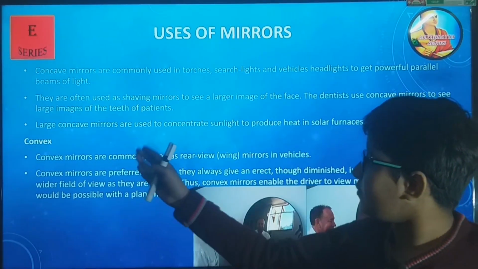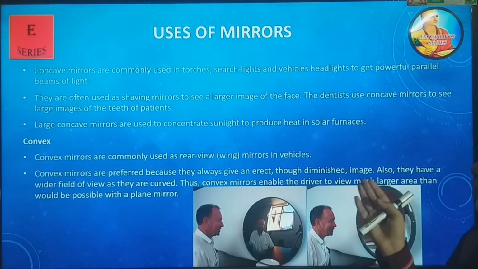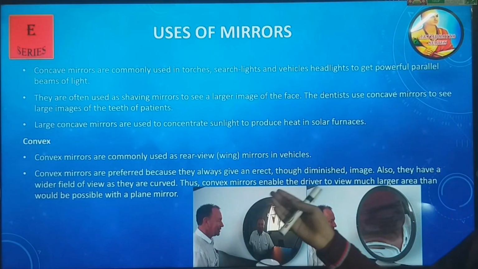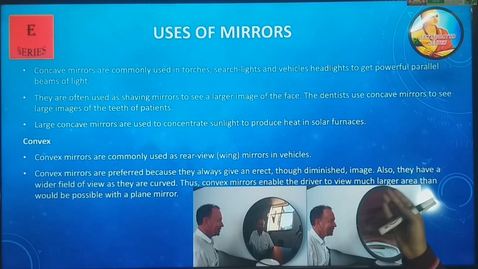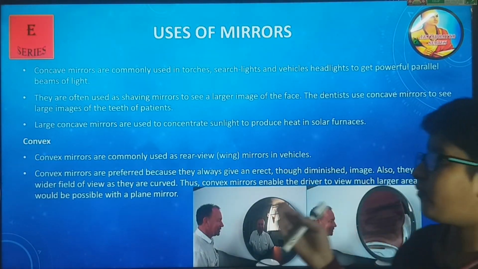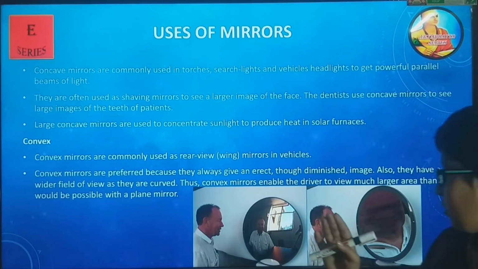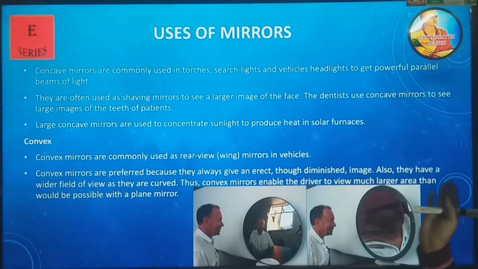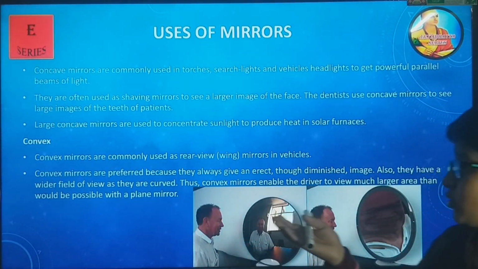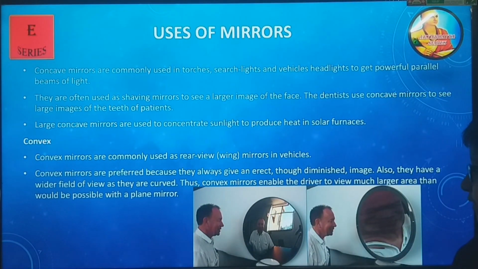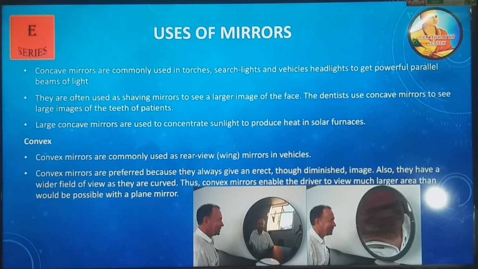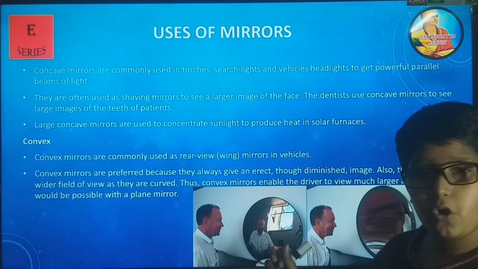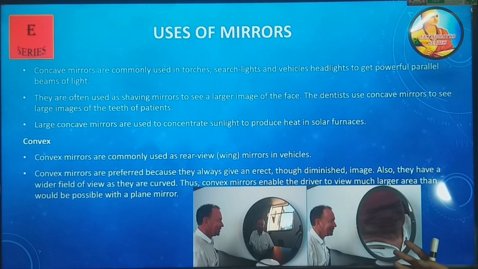Convex mirrors are commonly used as rear view wing mirrors in vehicles. Convex mirrors are preferred because they give an erect, though diminished, image. They also have a wider field of view as they are curved. Thus, convex mirrors enable the driver to view a much larger area that would not be possible with a plane mirror. So here is an example of a convex mirror and a concave mirror. You can see a convex mirror gives a view of all the surroundings, while a concave mirror gives a highly enlarged image.